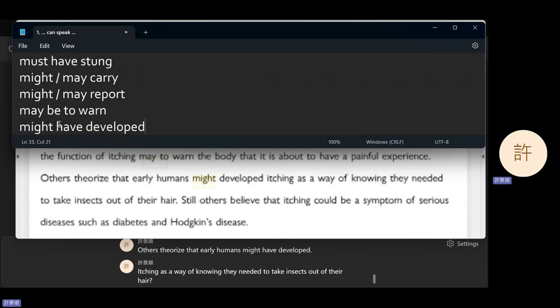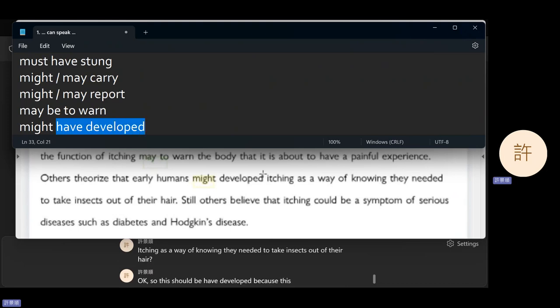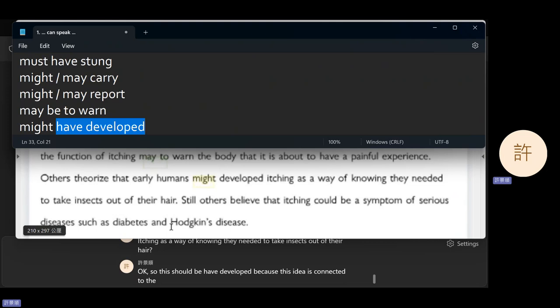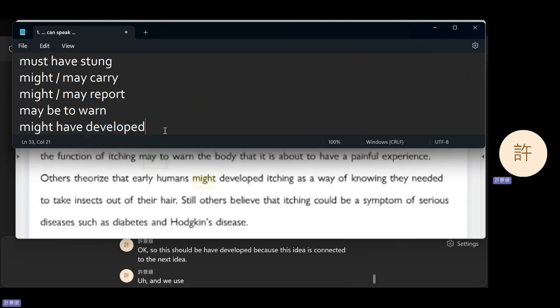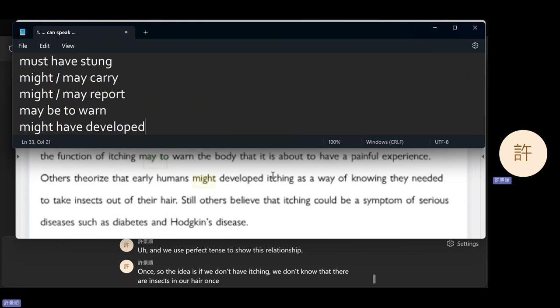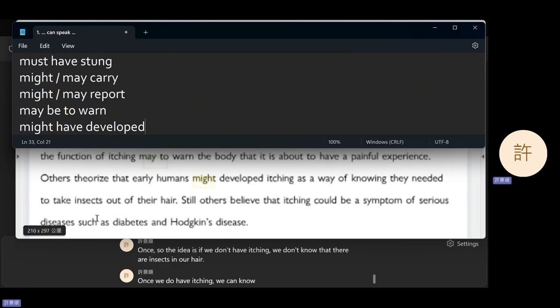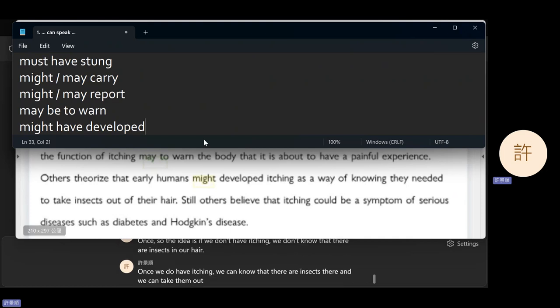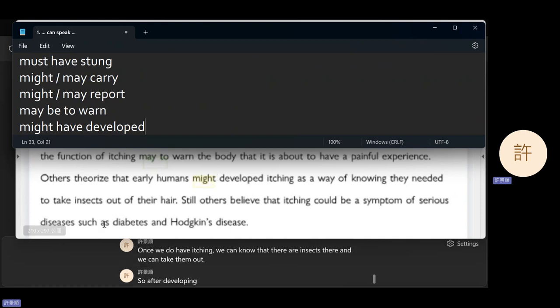Okay, so this should be have developed because this idea is connected to the next idea. And we use perfect tense to show this relationship. So the idea is if we don't have itching, we don't know that there are insects in our hair. Once we do have itching, we can know that there are insects there and we can take them out. So after developing itching, then we can do this. So this should be in perfect tense. 事情完成影响接下来的发展.